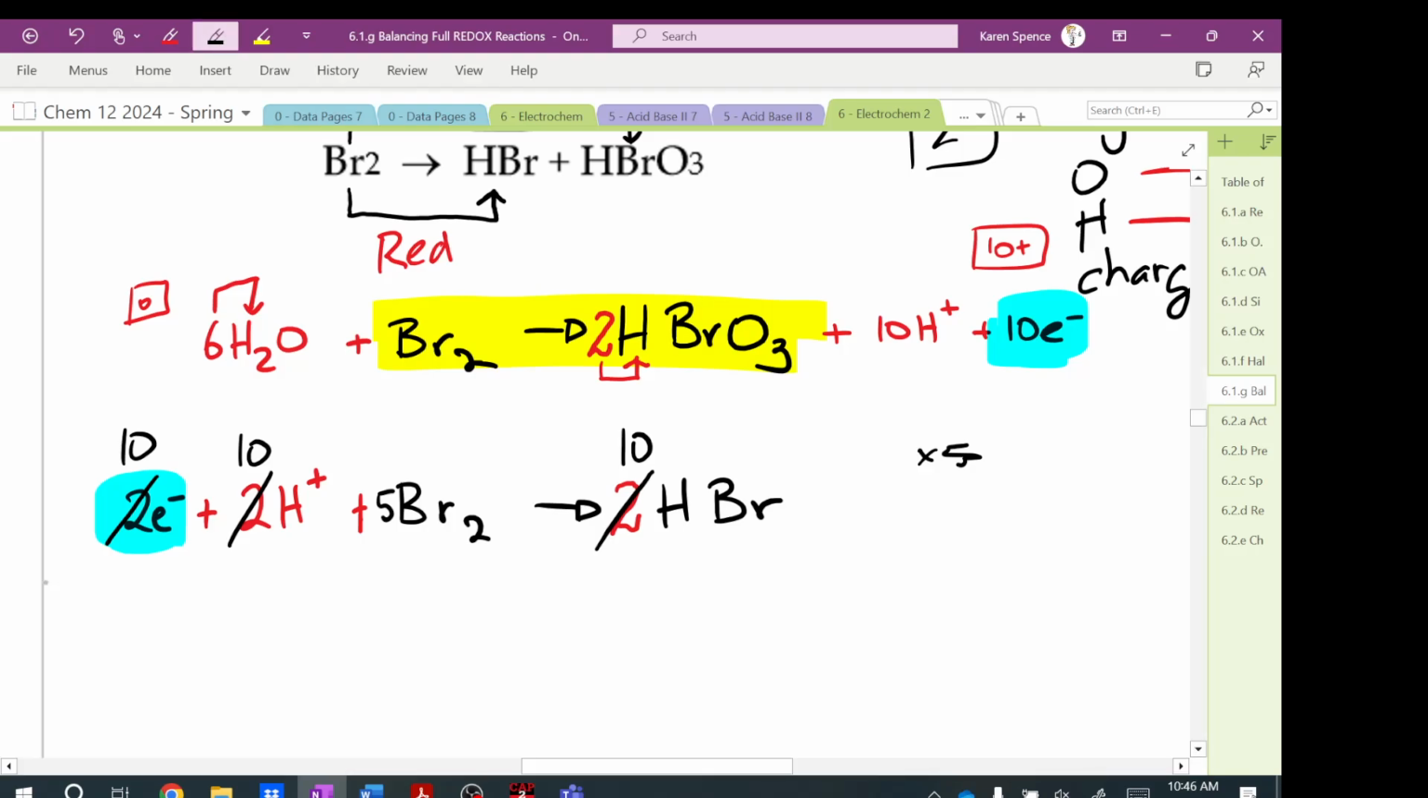Now, we've split them apart. We've balanced them both. We made electrons in equal electrons out. What do we do next? Add them together. So we're going to add them together.